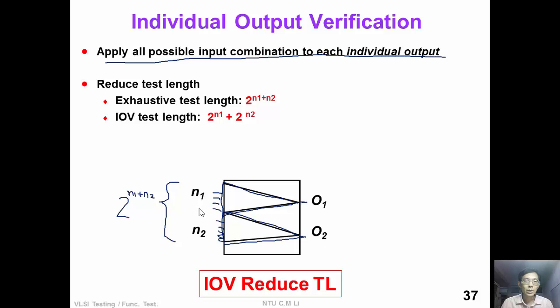However, we don't actually need so many patterns. We can simply test the first cone exhaustively, which takes 2 to the N1 patterns, and we test the second cone exhaustively, which takes 2 to the power of N2 patterns. Then we just need 2 to the power of N1 plus 2 to the power of N2 test patterns. So IOV can greatly reduce our test length.